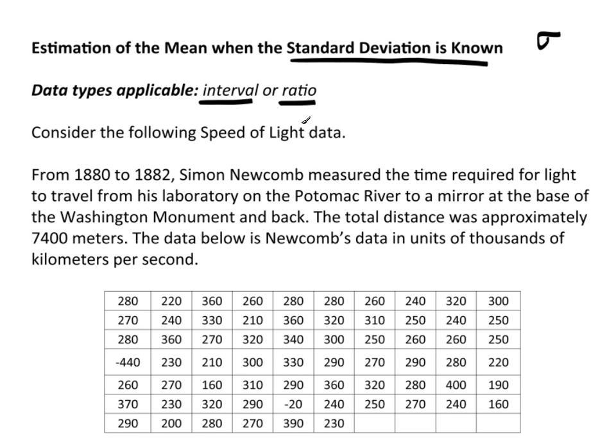Now, consider the following speed of light data. I'm going to use this for this analysis. From 1880 to 1882, Simon Newcomb measured the time required for light to travel from his laboratory on the Potomac River to a mirror at the base of the Washington Monument and back. The total distance was approximately 7,400 meters. The data below is Newcomb's data in units of thousands of kilometers per second. So this 280 right here represents one measurement that he took, and the estimated speed of light was 280,000 kilometers per second. That's what this data means.